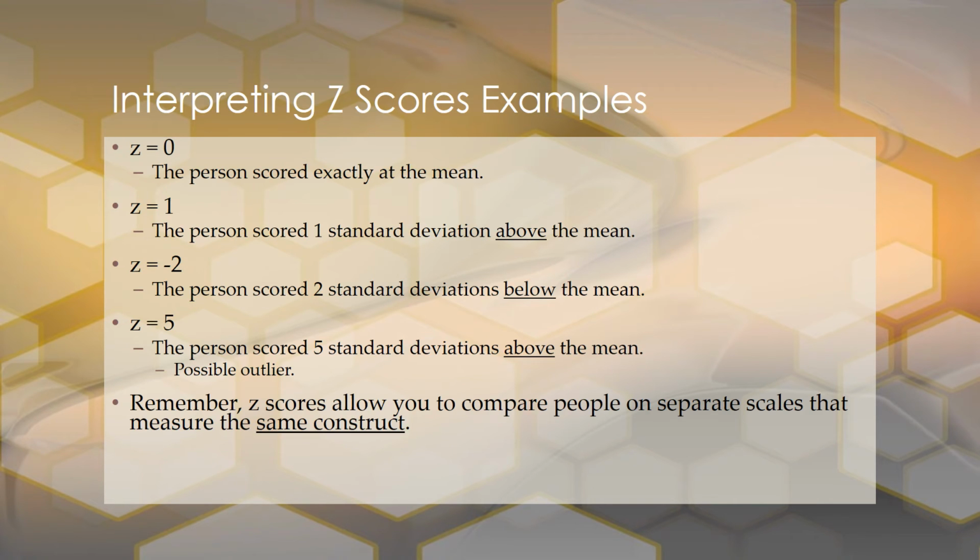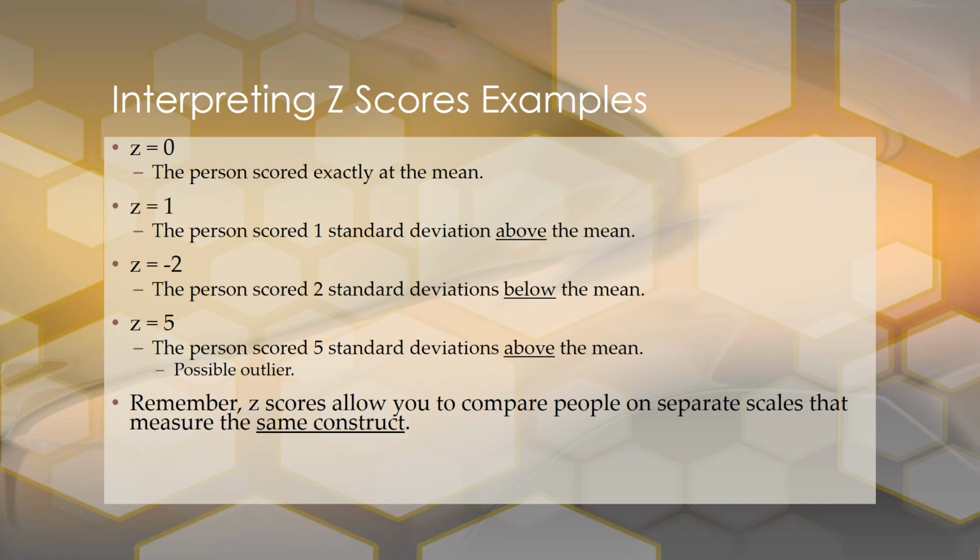Now remember, Z-scores allow you to compare people on separate scales that measure the same construct. With the ACT and SAT example, we have the same kind of construct. They're both measuring either IQ or readiness for college. So that's the same construct. They're measuring the same thing, but they're on different scales, okay?